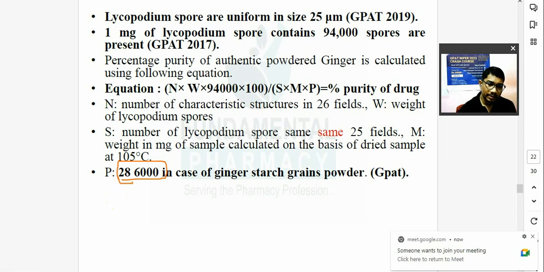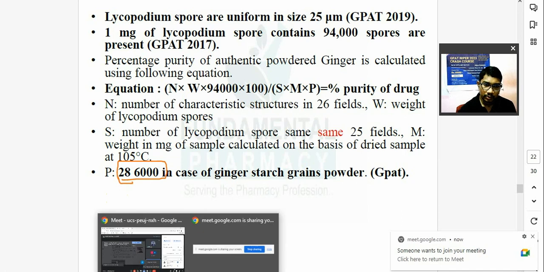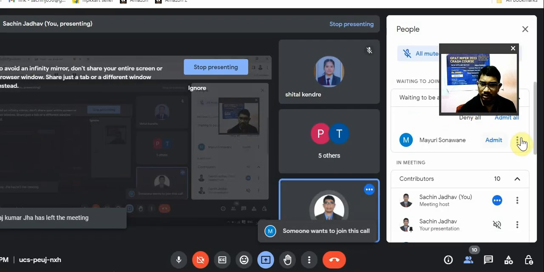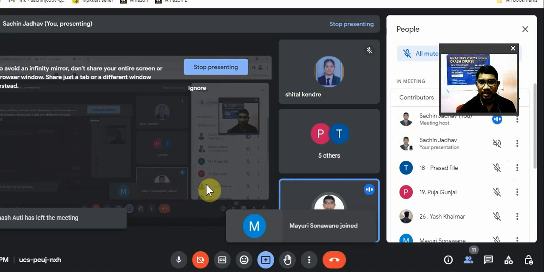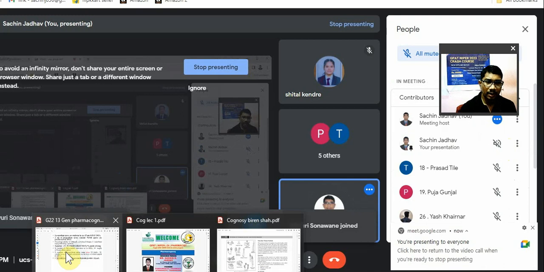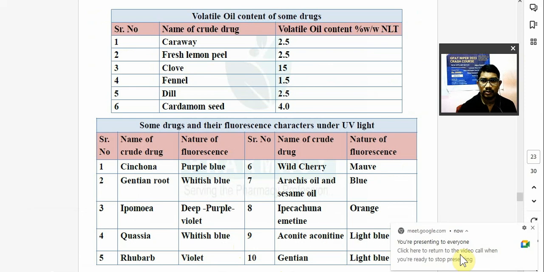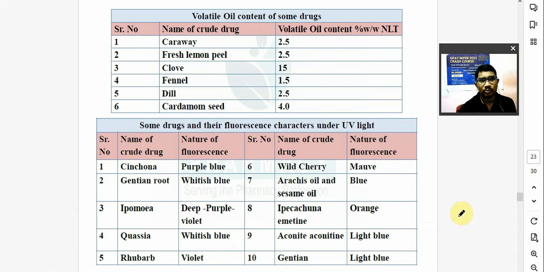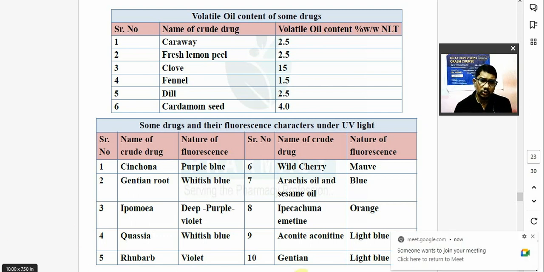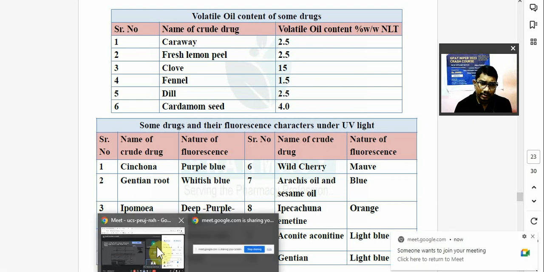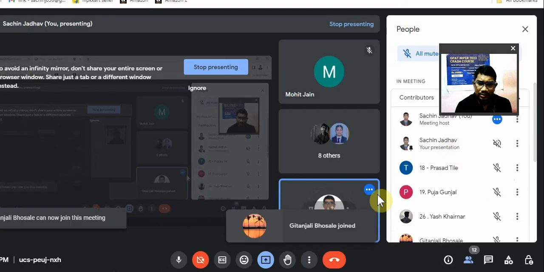Okay. Next is nothing but the WHO parameters for standardization of herbal drugs. So you should know the authentic drug. There are a lot of parameters which can be checked. For example, organoleptic characters like color, odor, taste, texture. You can check microscopic characters like types of calcium oxalate, type of stomata in case of leaves, vein islet number, venation number, palisade ratio in case of leaves.